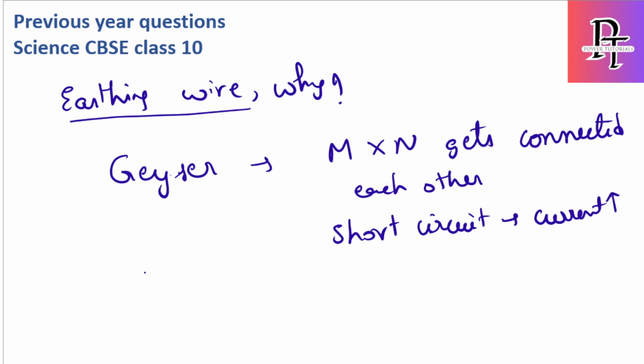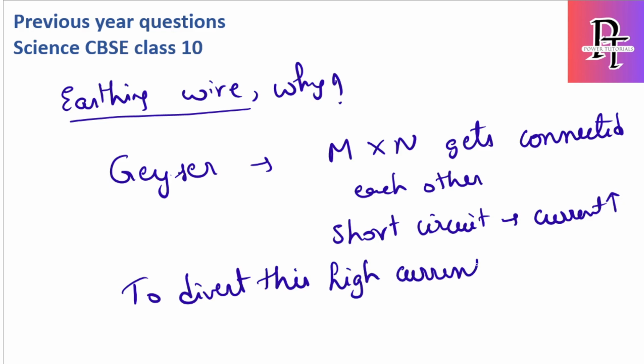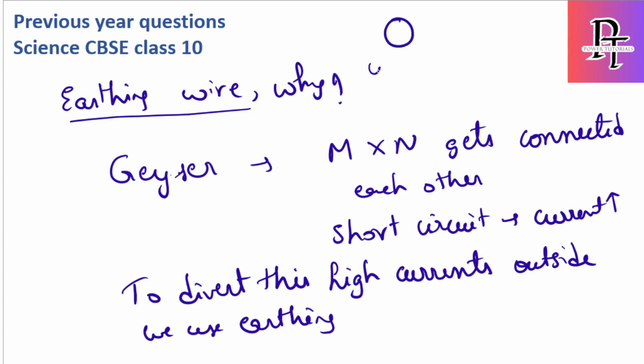So to divert this high current outside, we use earthing. How will it divert? If you remember, the earthing wire hole will be a larger area.